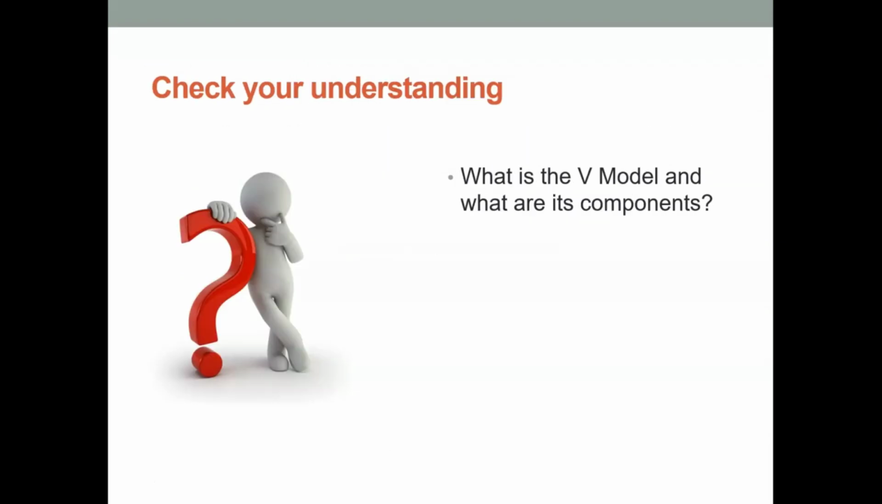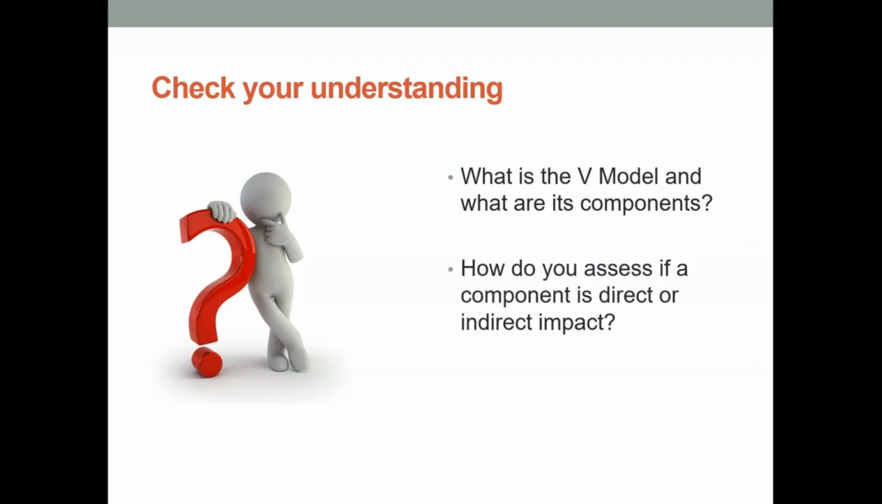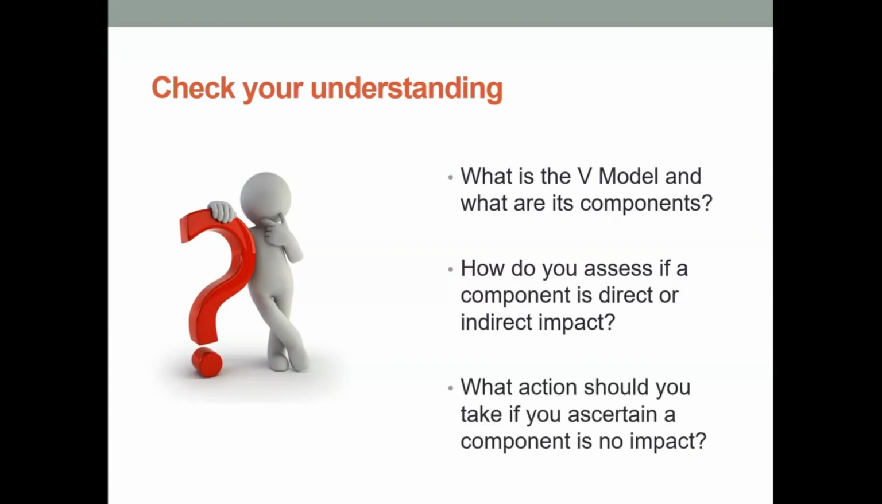So over to you to check your understanding. What is the V model and what are its components? How do you assess if a component is direct or indirect impact? What action should you take if you ascertain a component is of no impact?